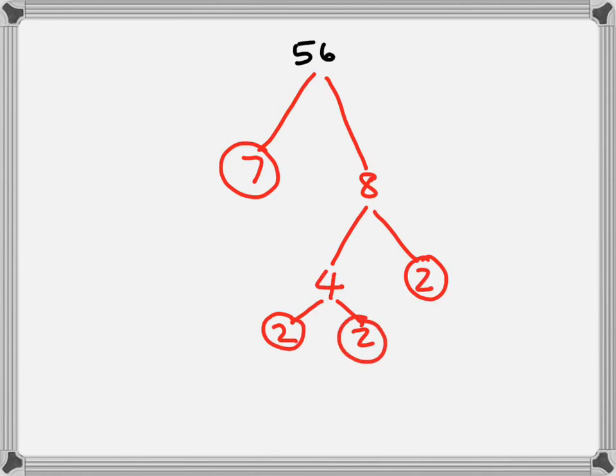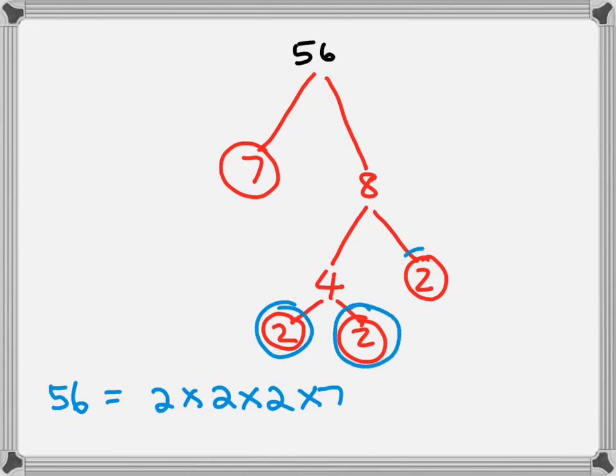We can list the factors of 56, the prime factors. The prime factors of 56 are 2 times 2 times 2 times 7. Did you get that correct?